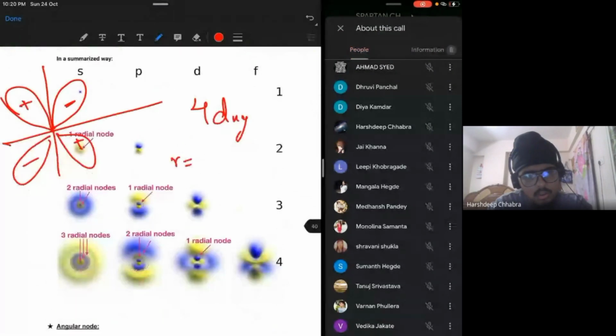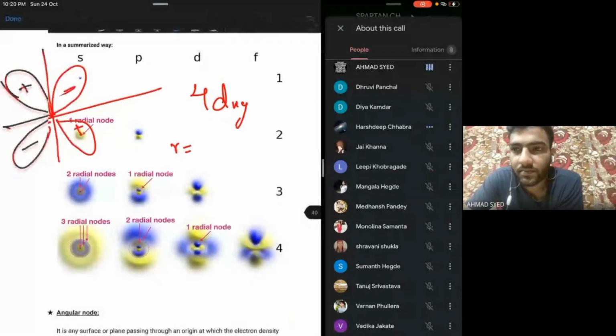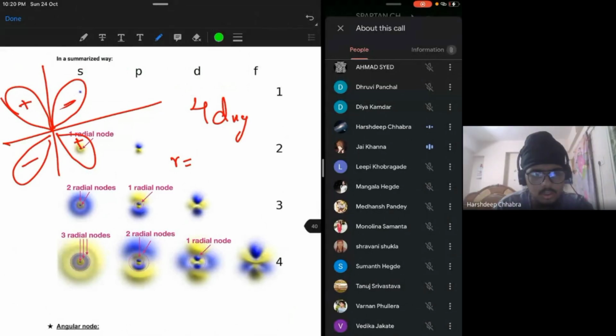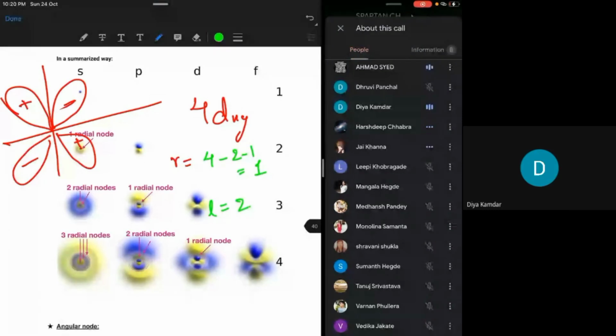How many radial nodes? 0. Acha, 1. Now 4 minus 2 minus 1, there will be one radial node. 3D. How many angular nodes? 2. What are those two angular nodes? X axis and Y axis. Yes, these are two angular nodes.